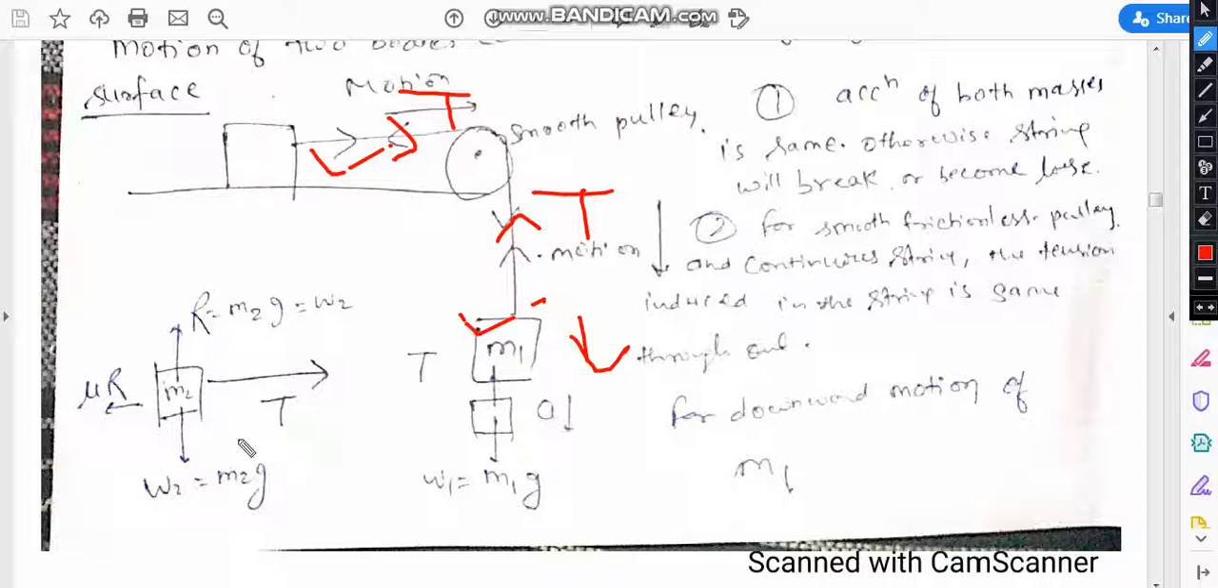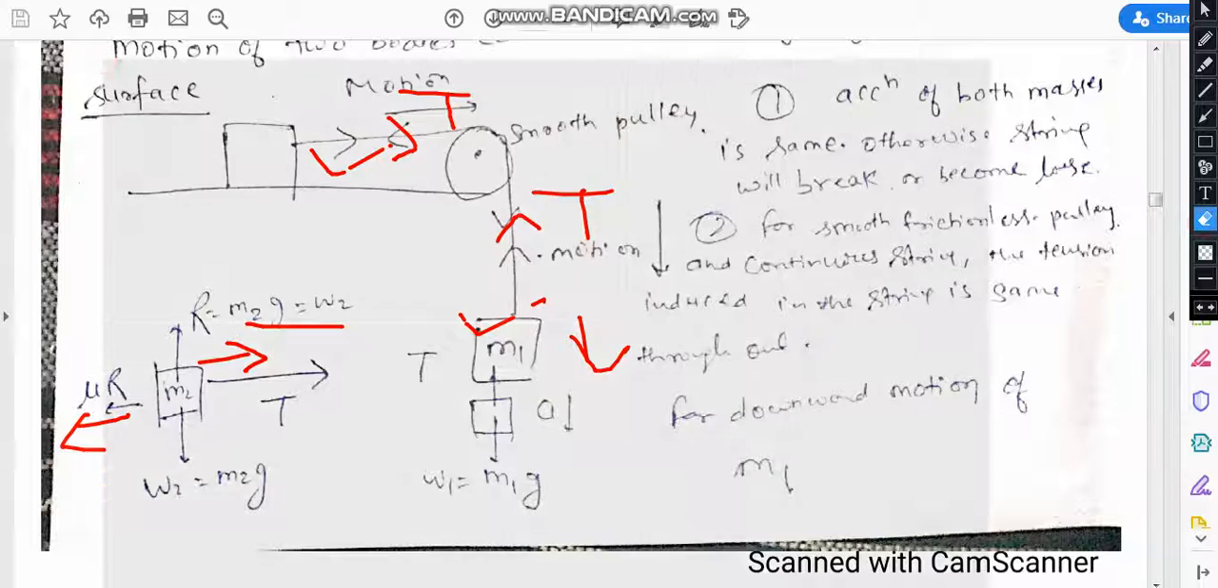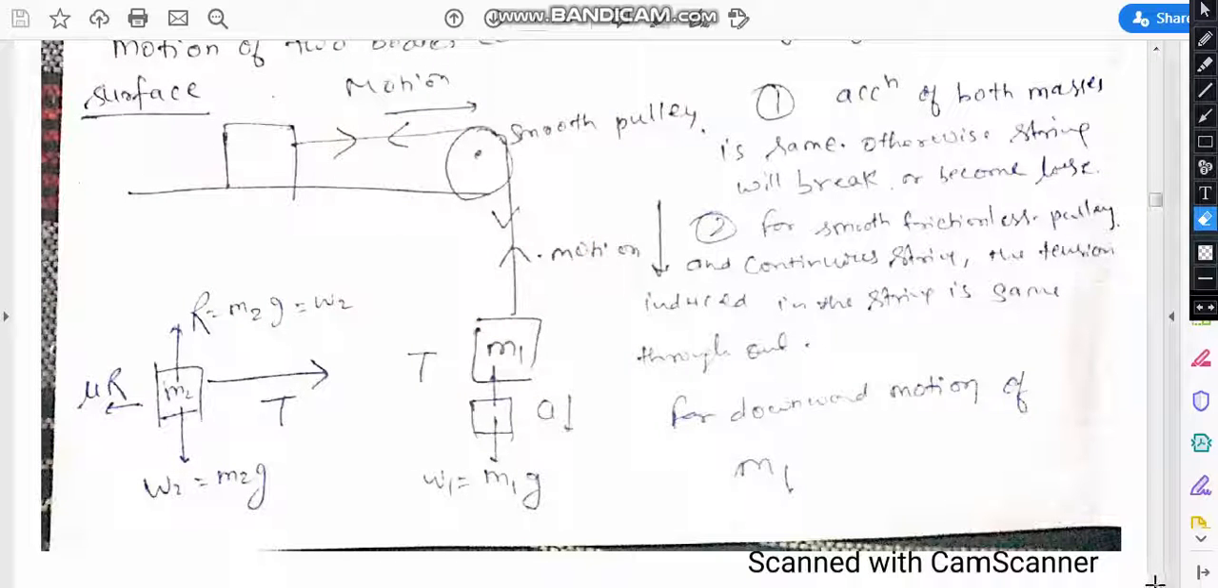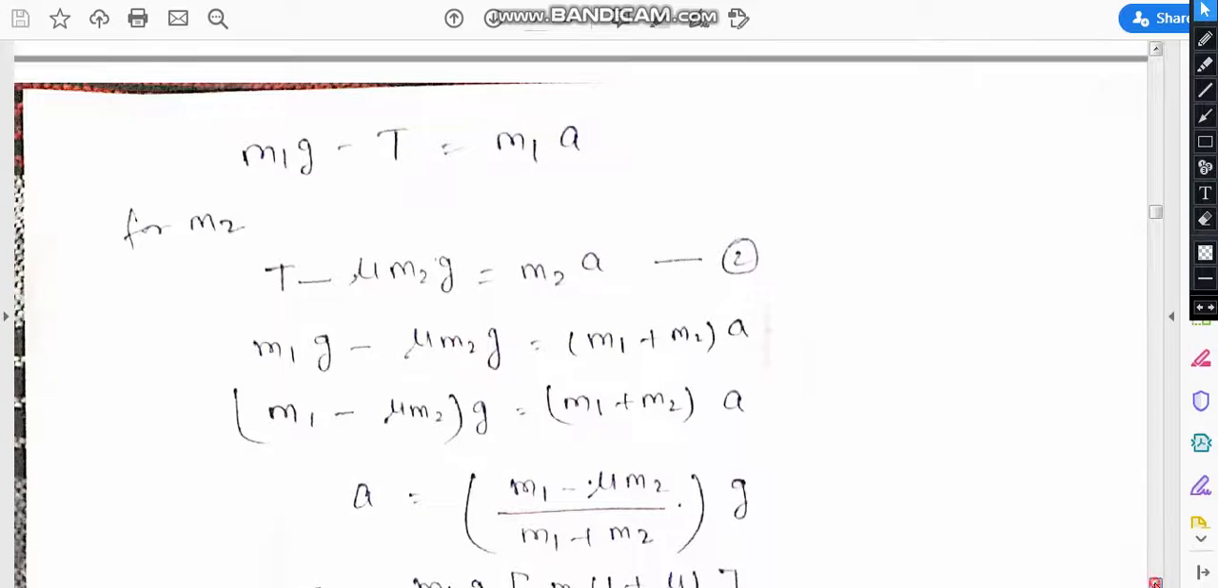For this other object, the tension acts in this direction and the tension is the same, T. If m2 is going in this direction, the frictional force acts in the opposite direction, so the net resultant force on this body is T minus mu R. T minus mu R equals m2a, and R is nothing but m2g. So by this free body diagram we can obtain the final expression, which is this.